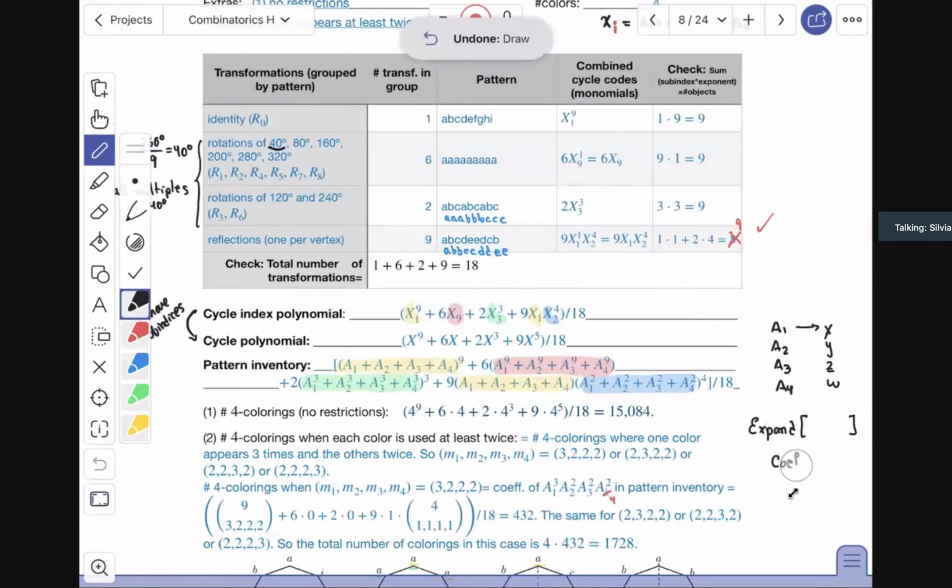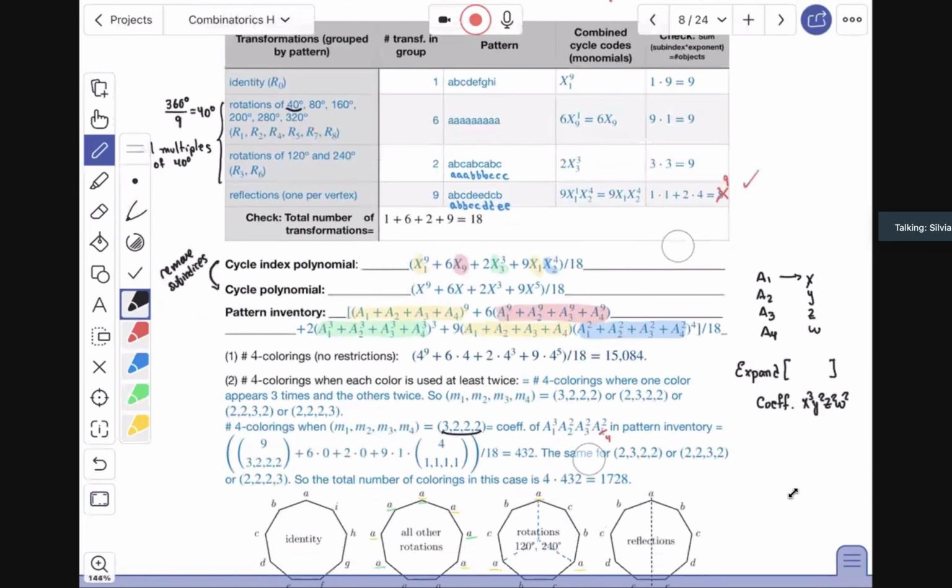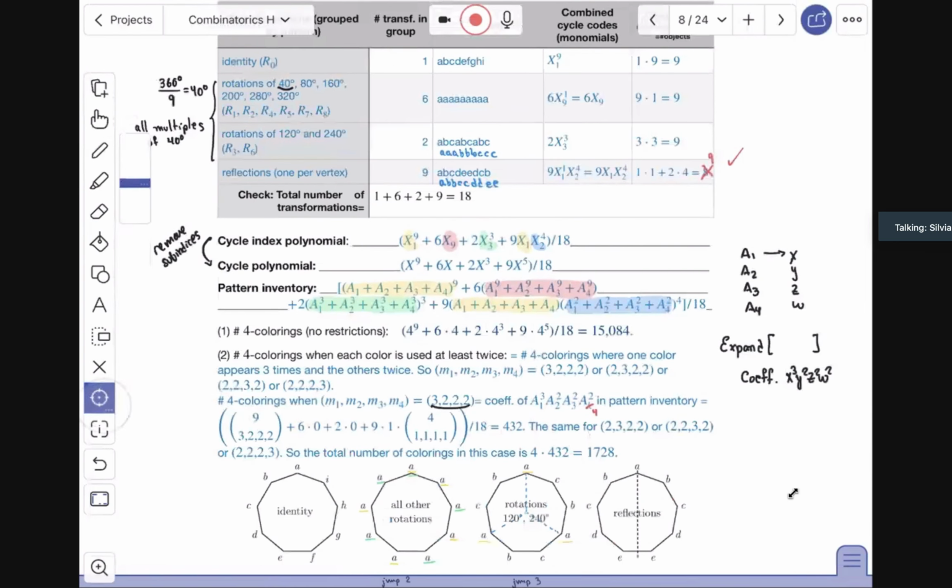In this case, you will be looking for the coefficient of, let's say, x cubed, y squared, z squared, w squared. So just look for that term. And the coefficient of that is your answer just for this one, right? And then you multiply times 4. So that's why I have 432 and then times 4, because I have 1, 2, 3, and 4.